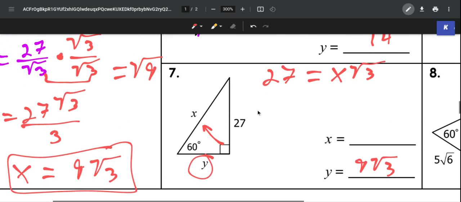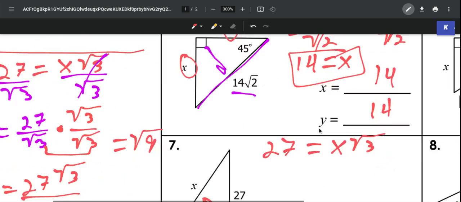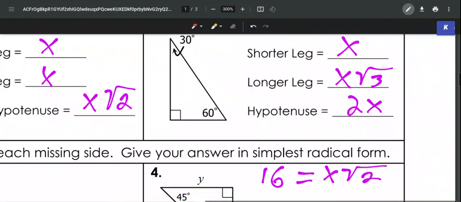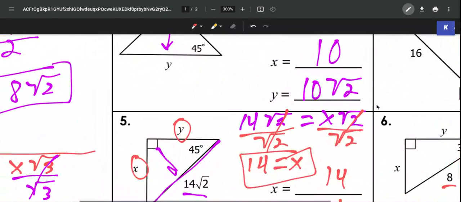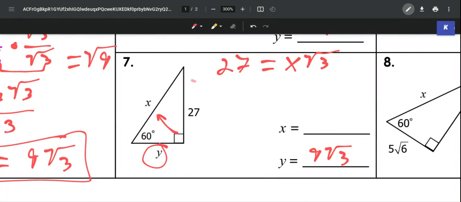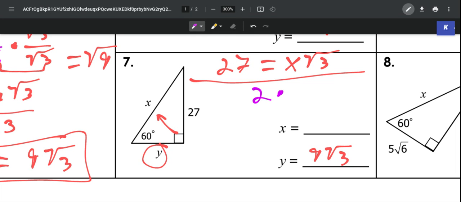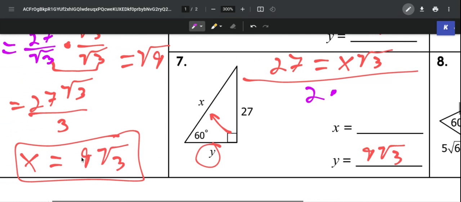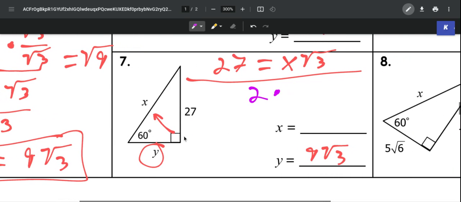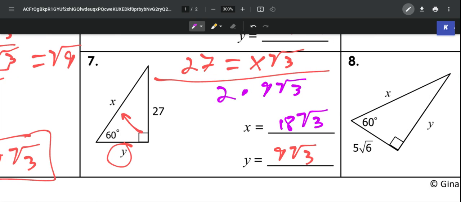Now the harder one is the hypotenuse. The hypotenuse should be equal to 2x. So that means we're going to take 2 times x, which x here is 9 radical 3. So we're going to say 2 times 9 radical 3, which is going to give us 18 radical 3. So that one's not too bad either.